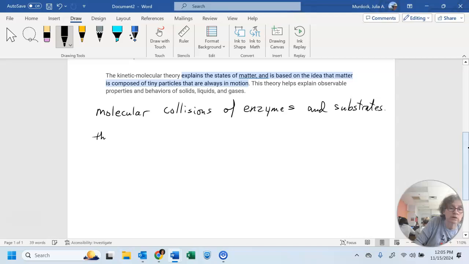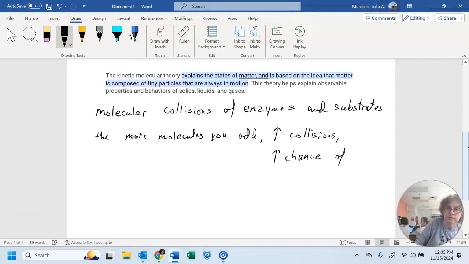So, the more molecules you add, you increase collisions and increase chance of reaction.